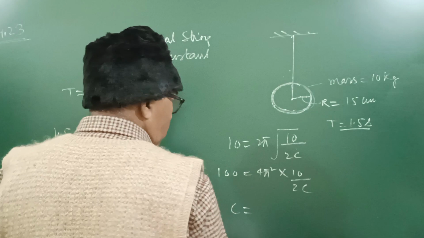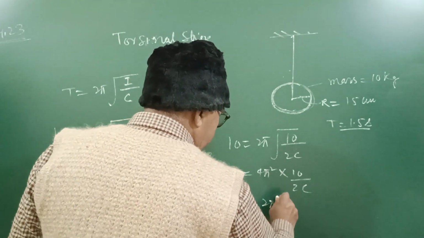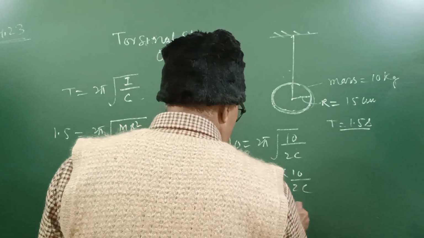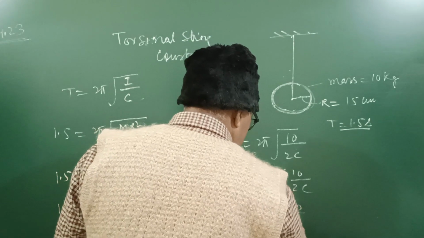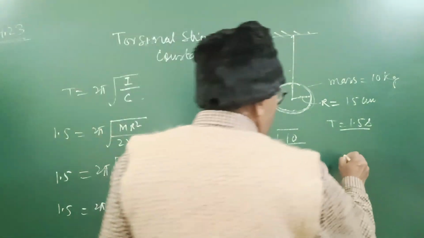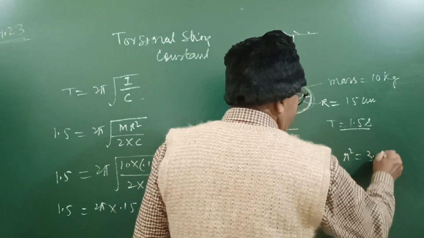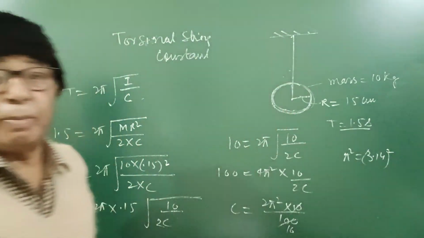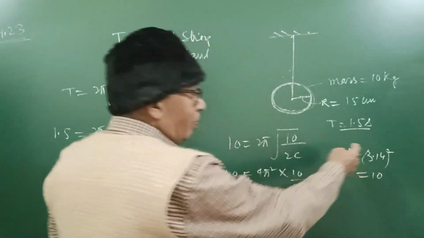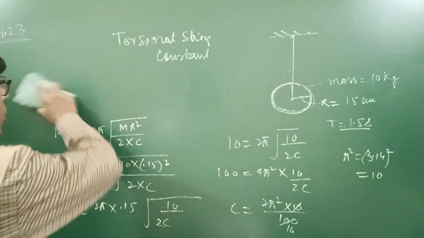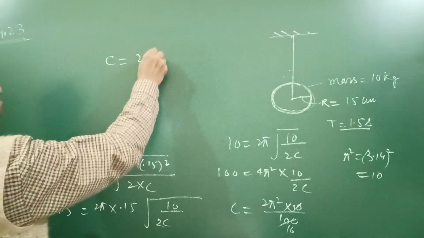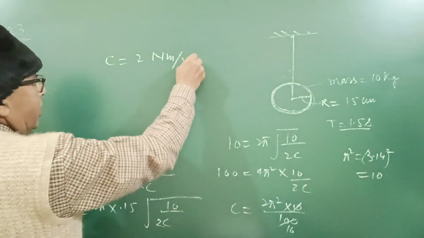Or C equals 2 pi square into 10 upon 100. This is 10 pi square, nearly pi square is 3.14 square. Listen dear friend, remember pi square nearly comes out as 10, actually it is exactly 3.16. So here this C comes out to be 2 Newton meter per radian.